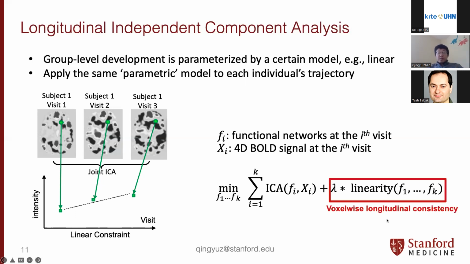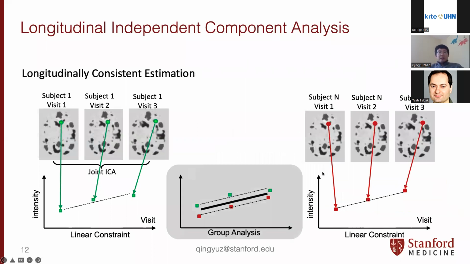And by doing so, essentially we limit the search space, because when you try to estimate networks from one visit, you're leveraging information from other visits so that the joint estimate can be more robust against noise. And in the end, if you apply this approach to derive longitudinally consistent networks for each individual, and you put them all together, you have a much easier time during the group level inference because the noise level is significantly reduced.